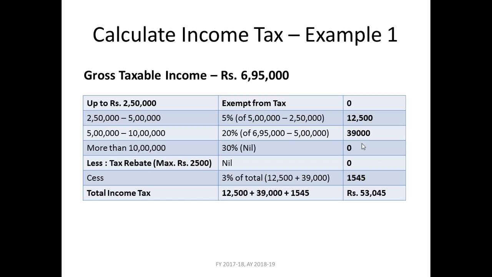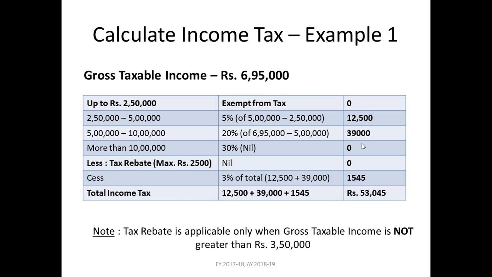Alright, so one more important point to note over here is that tax rebate is applicable only when gross taxable income is not greater than 3,50,000. In the previous year it was 5 lakhs, that is if your income is less than 5 lakhs, then you can enjoy the maximum tax rebate, that is 5,000. But now the limit is decreased to 3,50,000, and the maximum amount that is applicable as tax rebate is 2,500. So you can enjoy just 2,500 tax rebate.